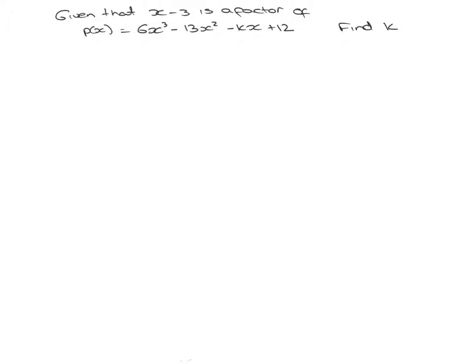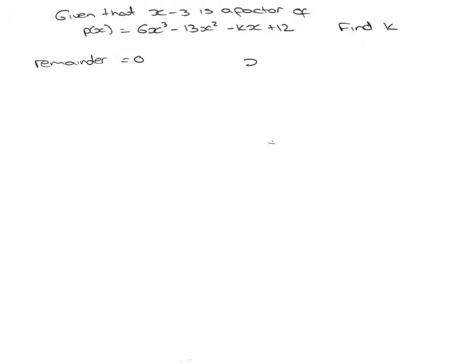Another type of question they could ask about using either factors or remainders is something along these lines, where it says, given that x minus 3 is a factor of the function 6x cubed minus 13x squared minus kx plus 12, use this fact to find k. Now, because we know it's a factor, what that means is the remainder equals 0. And we're going to use that fact to find k.